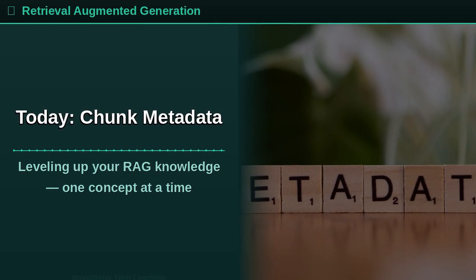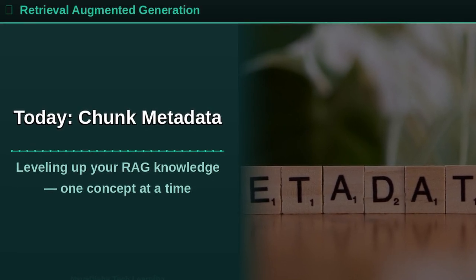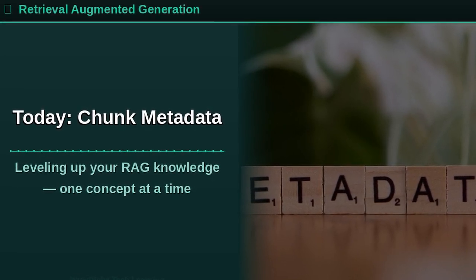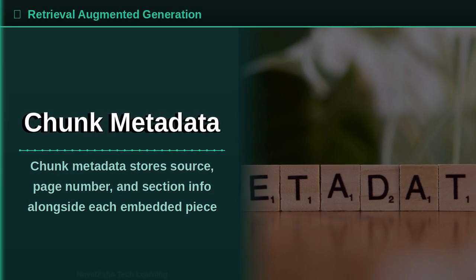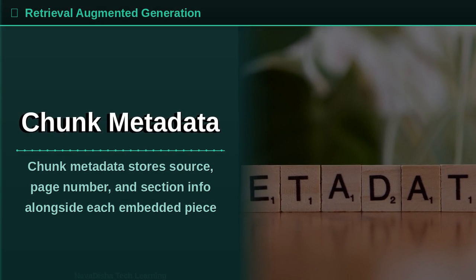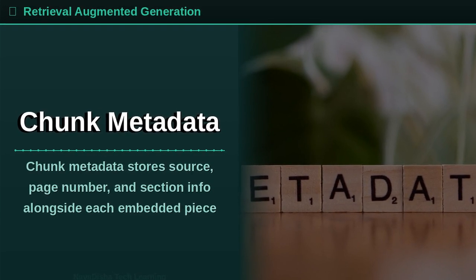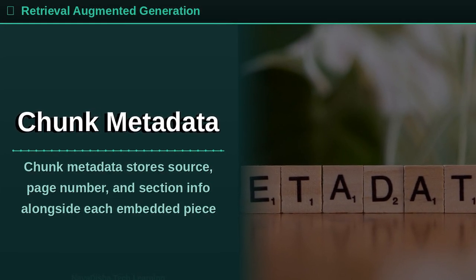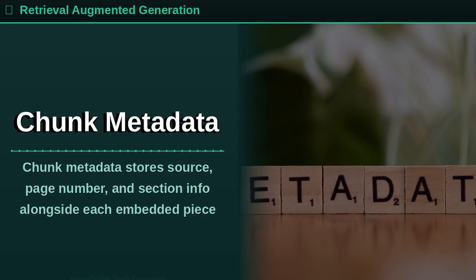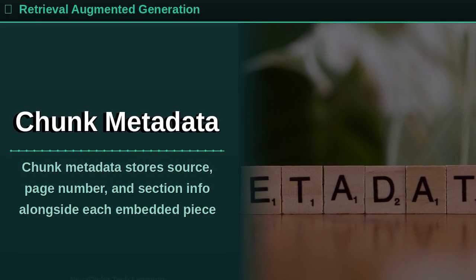Today we are breaking down chunk metadata. It's an important idea in RAG. So, what is chunk metadata? Chunk metadata stores source, page number, and section info alongside each embedded piece. It's one of the core ideas in RAG.